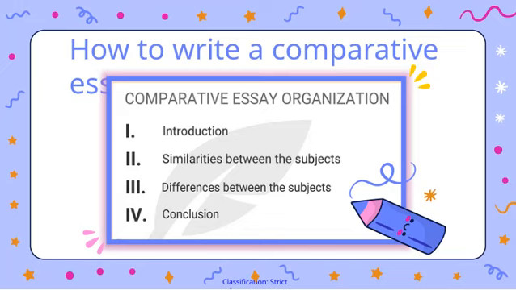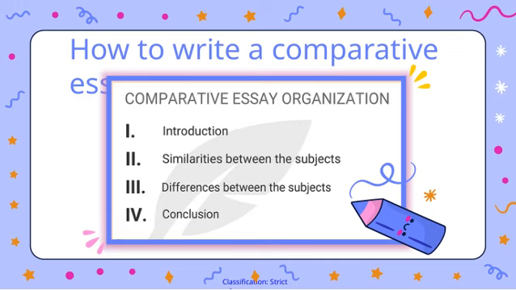Now, let's talk about how to write a comparative essay. This is all about clearly showing the similarities and differences between two subjects. First, it's important to plan your approach. Decide whether you want to compare point by point or discuss each subject separately before drawing comparisons. Whichever method you choose, clarity is key.